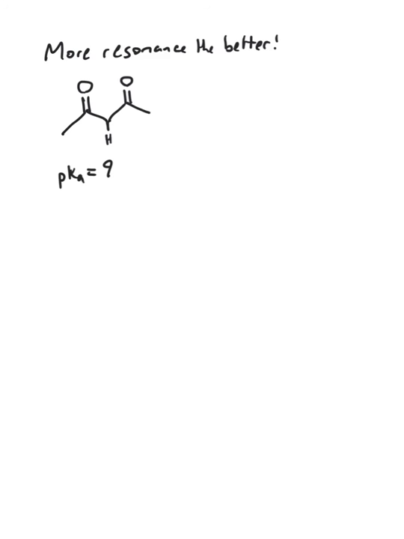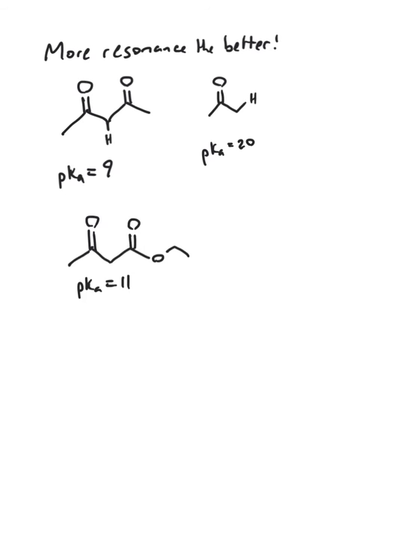Resonance rules still apply, so the more resonance structures the conjugate base has, the more stable it is. So it's safe to say that a diketone is going to be more acidic than a monoketone, as seen below. Any effect that decreases the electrophilicity of the carbonyls, and therefore decreases the amount of resonance that's able to occur, will also decrease the acidity of the alpha hydrogen.